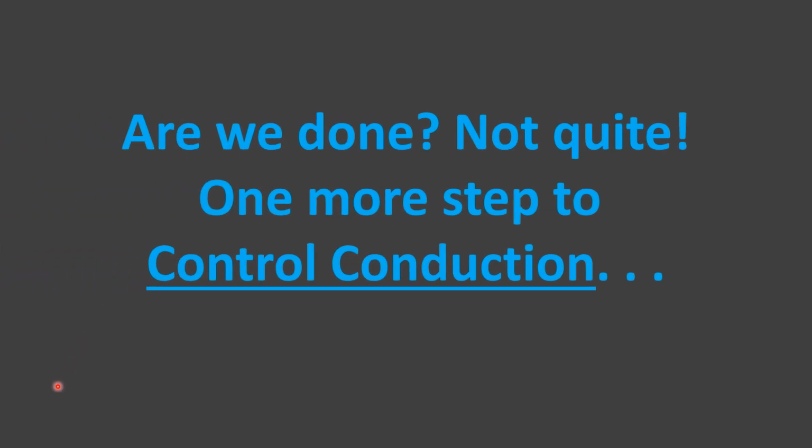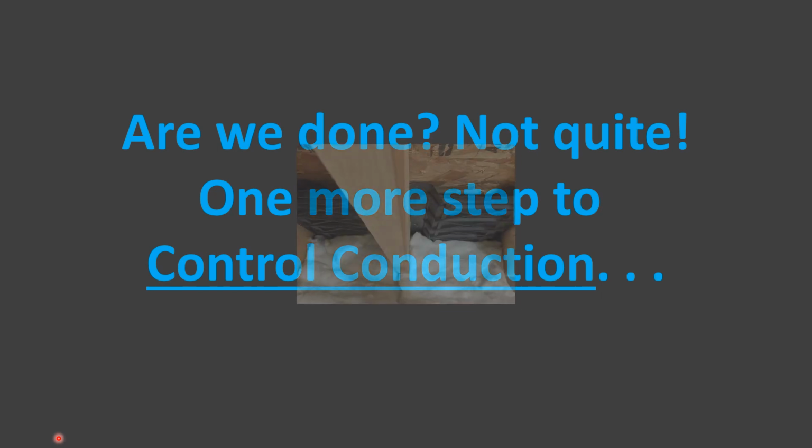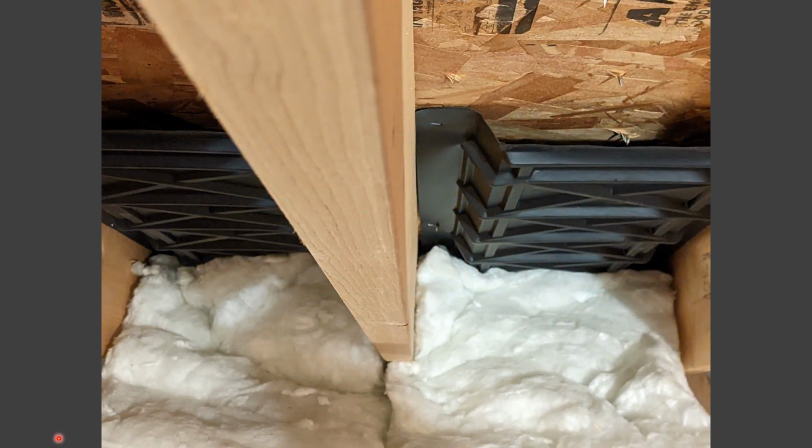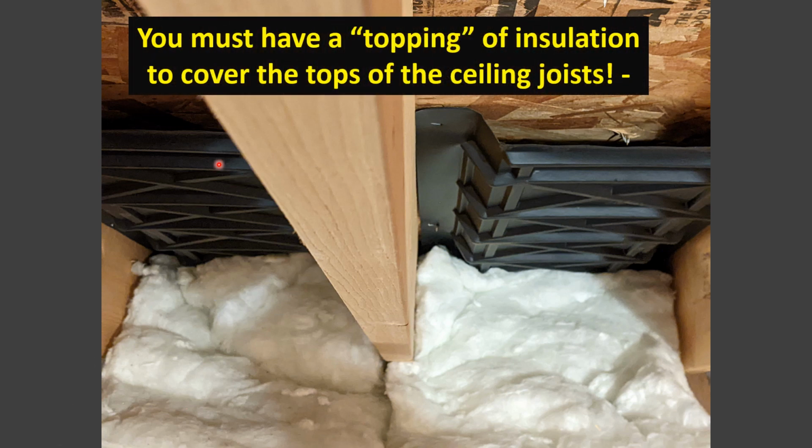Are we done? Not quite. One more step to control that conduction. Here we go. All right. You must have a topping of insulation to cover the tops of the joists. There's the arrow. This is the way it should be done and done properly.